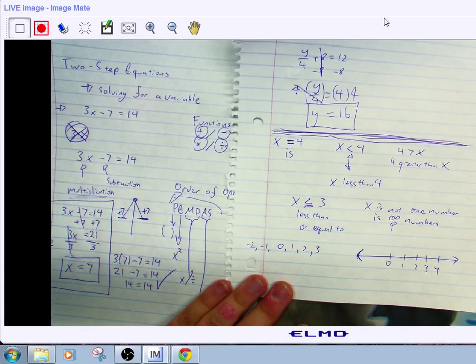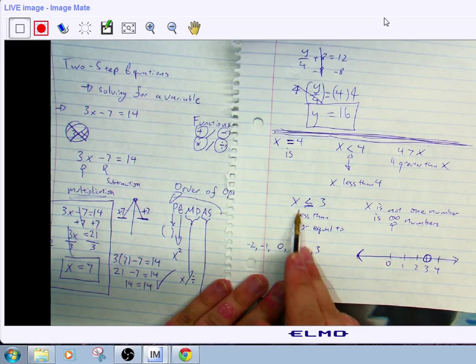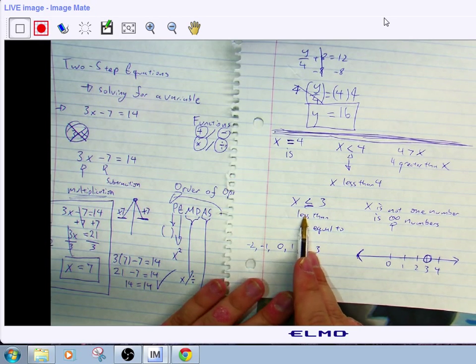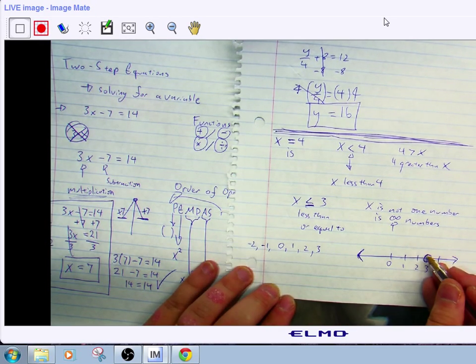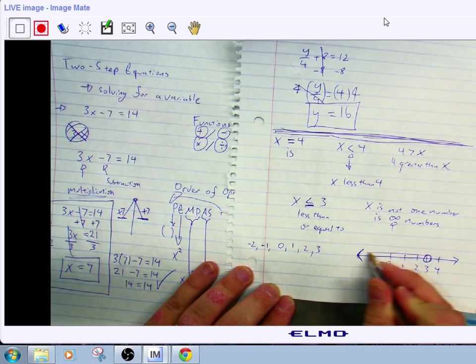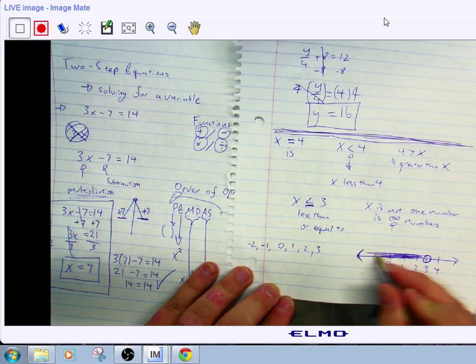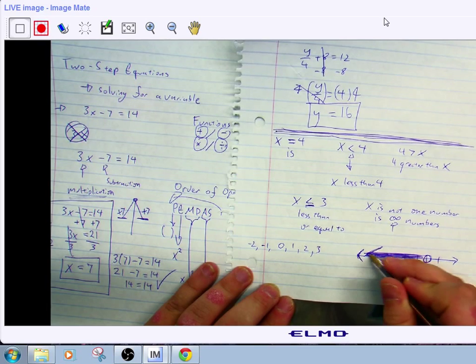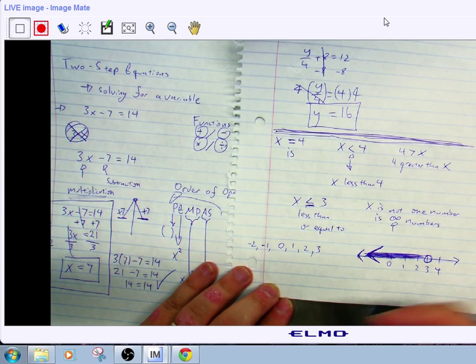Just like that. And then suddenly, I'm going to look at 3 here. 3 is the hot point, and I'm saying x is less than 3. So that means I'm going to shade this line like this, all the places where x is less than 3. And then I'm going to put an arrowhead to show that it goes on forever.